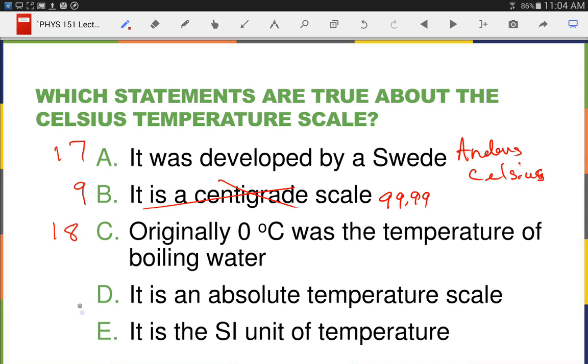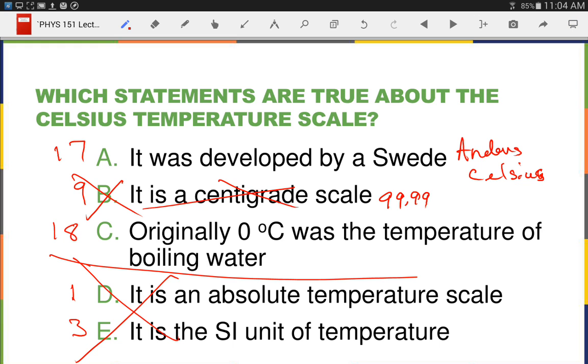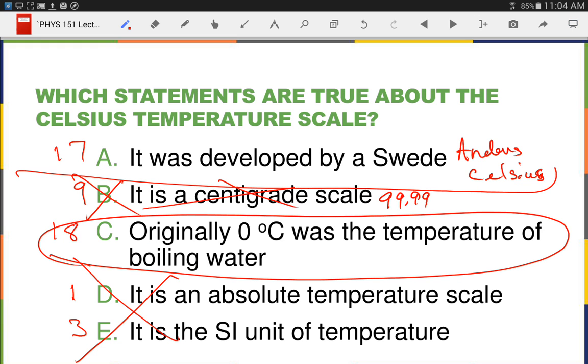An absolute temperature scale? No, an absolute temperature scale is 0 at absolute 0. The Celsius scale is minus 273.15 at absolute 0, so it's not an absolute temperature scale. That's the definition of the SI unit. We had 3 that said that. What's the SI unit for temperature? Kelvins. Okay, so the correct answers were these 2.